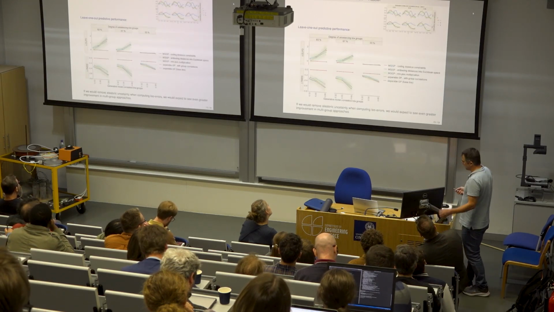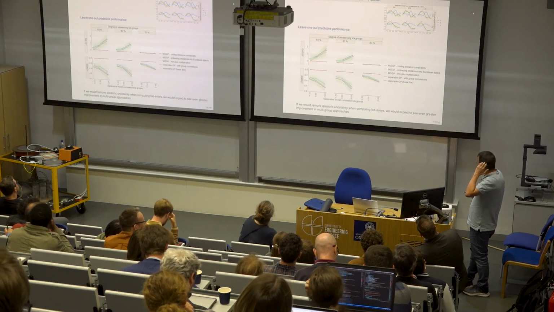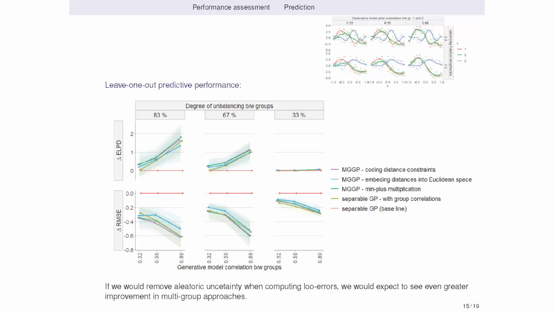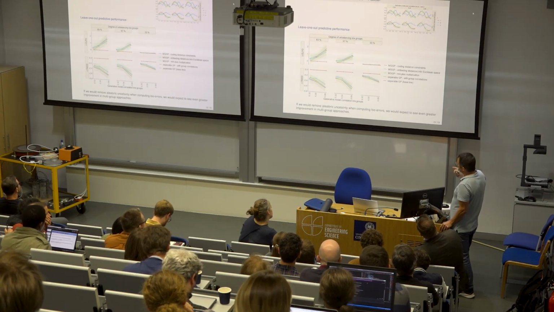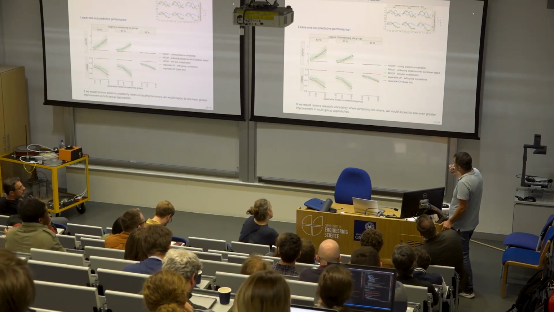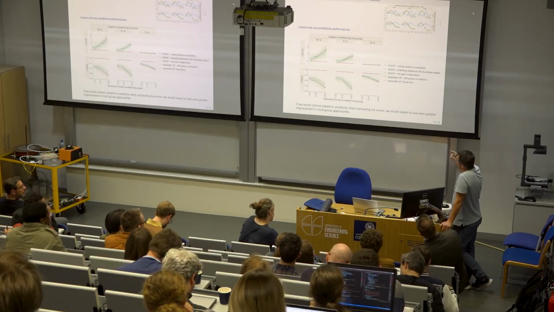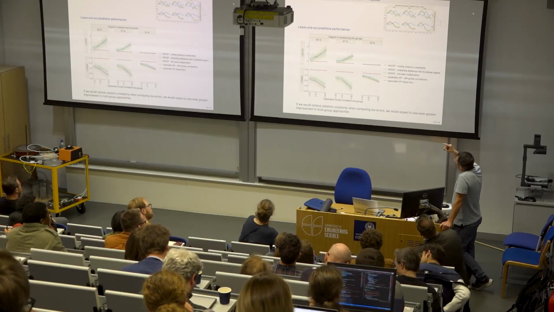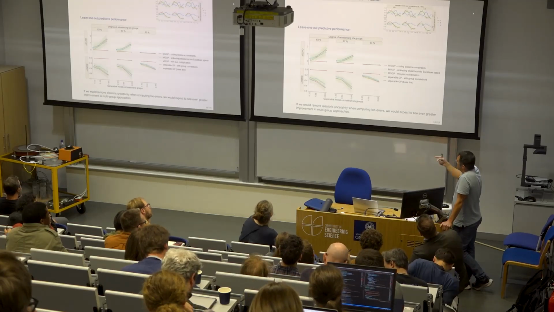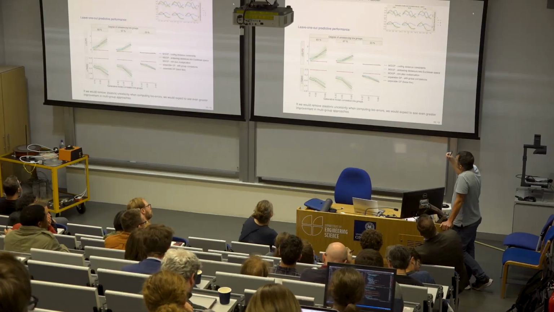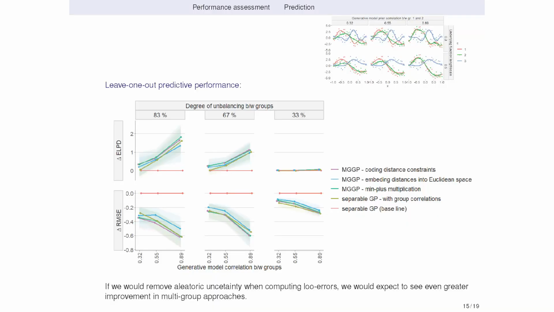So from experimentation, we evaluate the performance of the different approaches in terms of root mean square error and ELPD. We found that all the approaches that consider correlation between groups perform better than the traditional separable GP. The improvement is larger as the true correlation between the groups is also larger, and also when the degree of unbalancing is higher. On the other hand, when the true correlation between the groups is small, or the groups are equally sized, then the improvement is not so significant.